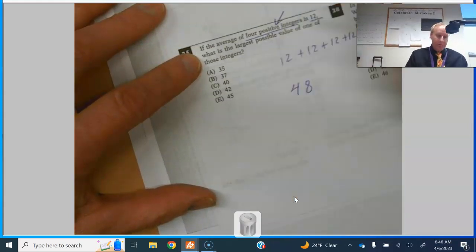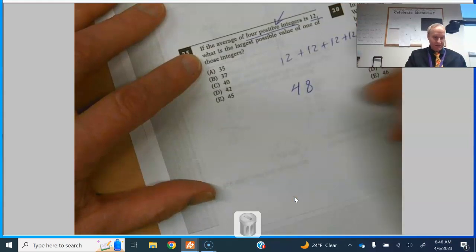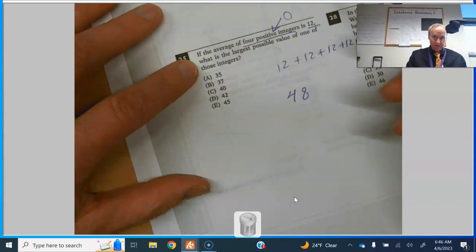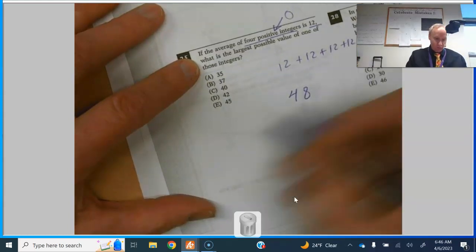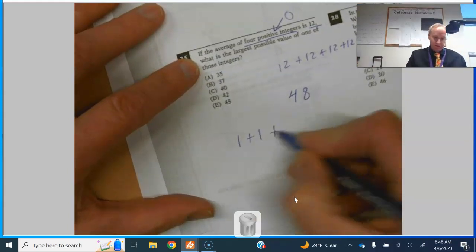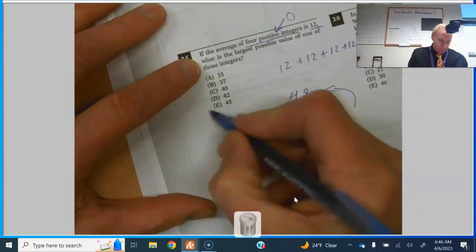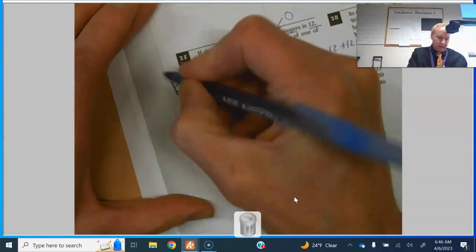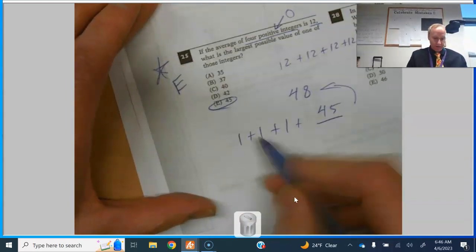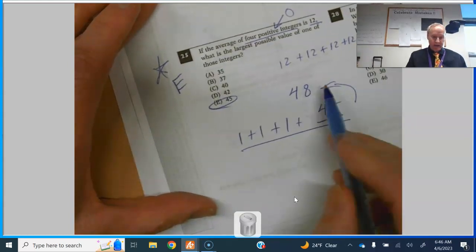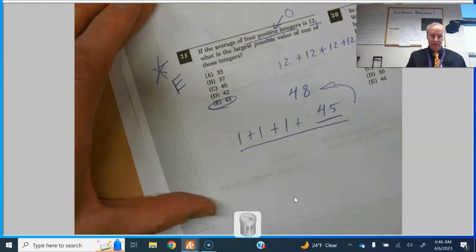What is the largest possible value of one of those integers? It says it's 4 positive integers. Now, one of the things you have to know is that 0 is not positive. So the smallest possible positive integer is 1 plus 1 plus 1 plus what gives me the 48? It's going to be 45, isn't it? And it is E, and I'm absolutely certain. There are 4 positive integers that have a sum of 48 or an average of 12.